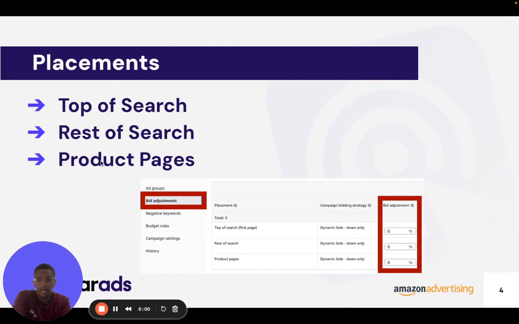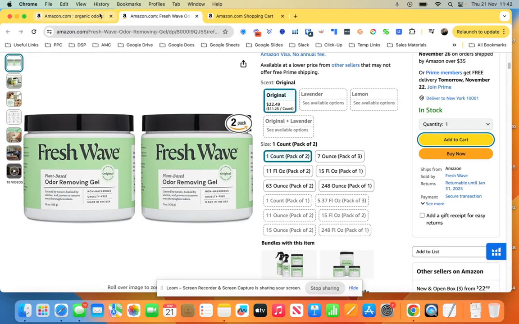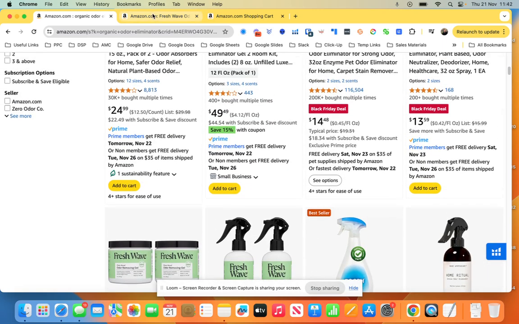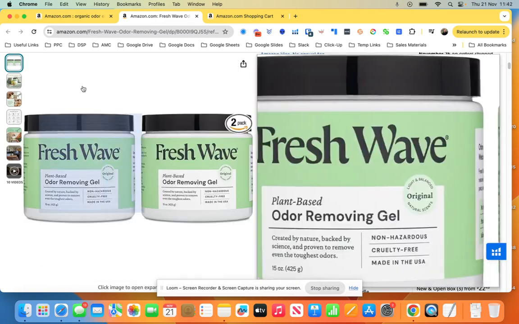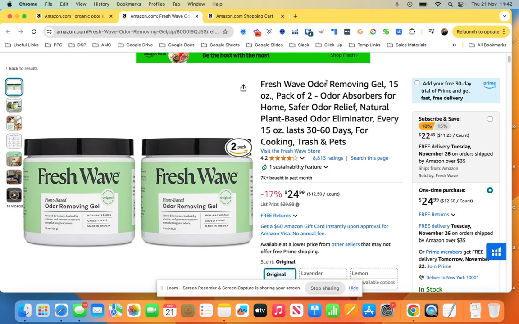And then finally, we have product pages. With product pages, once you click on any given ad, whether sponsored or organic, you're taken to that product's detail page, where you get more information.